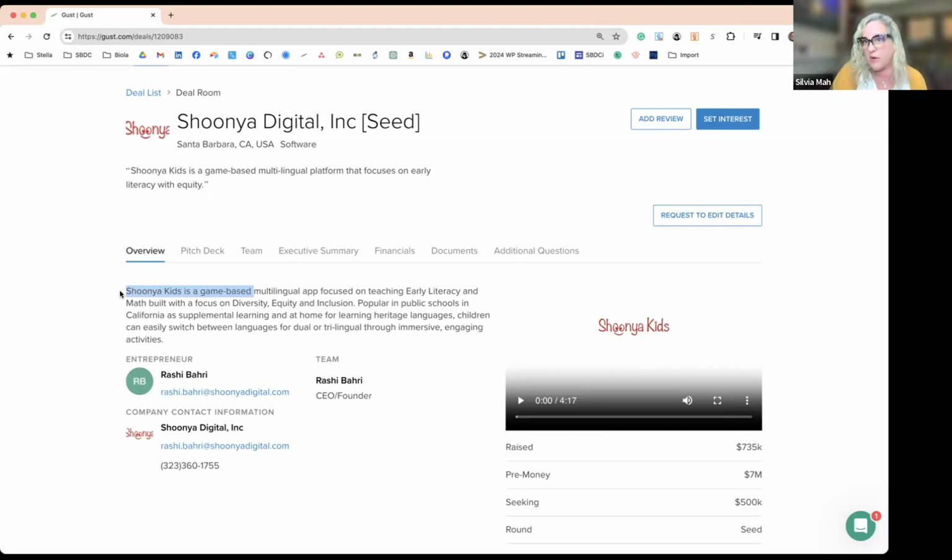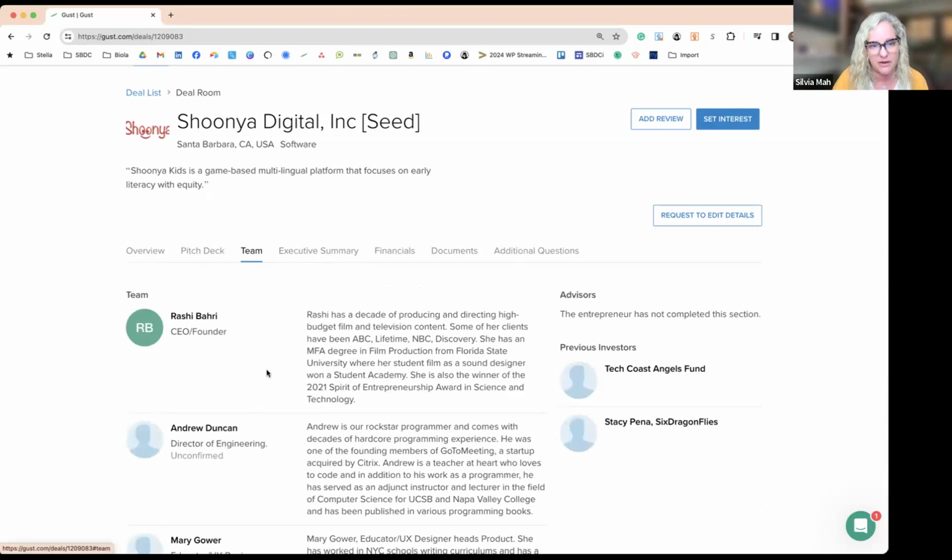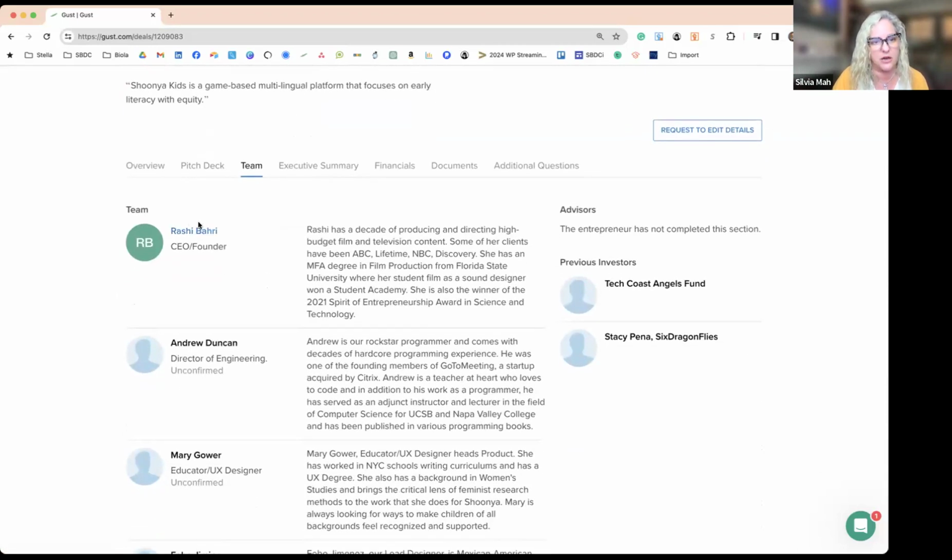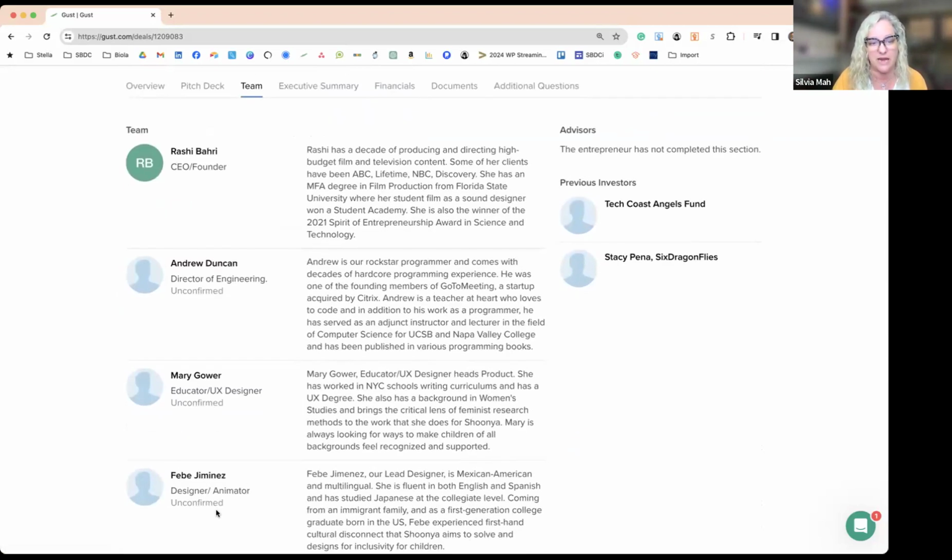So that's what I would recommend here. But what I did like was that Rashi, she's amazing. She's a founder, fantastic woman. What she did with her team here is that she had here Rashi, and then I think he did not fill out the profile, right? But she had the information here. Andrew's her director of engineering, and she was able to add this information, Mary and Phoebe.